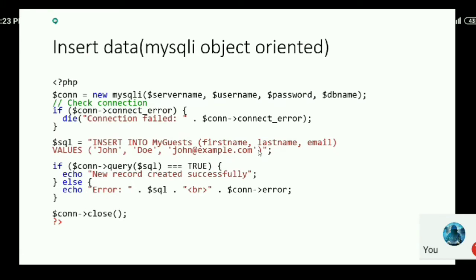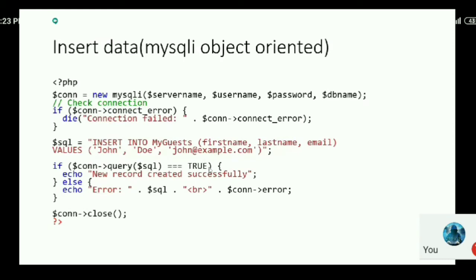Now, if a record is created, you will get the message that the record has been created successfully. Otherwise, you will get an error. The reason for the error will be displayed by the command connection error here. Now, I will tell you how to insert the data inside the table called academics using the MySQLi object-oriented connection.